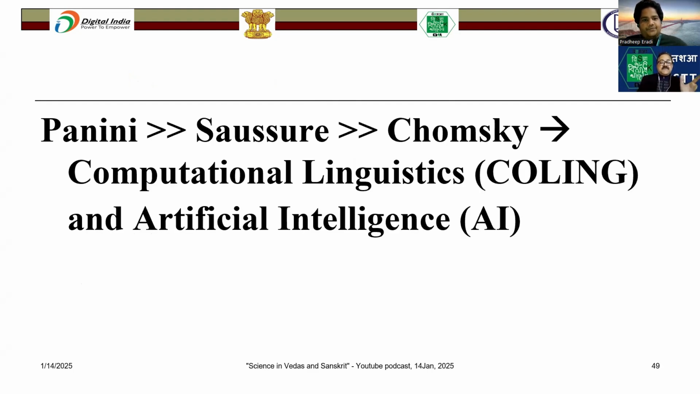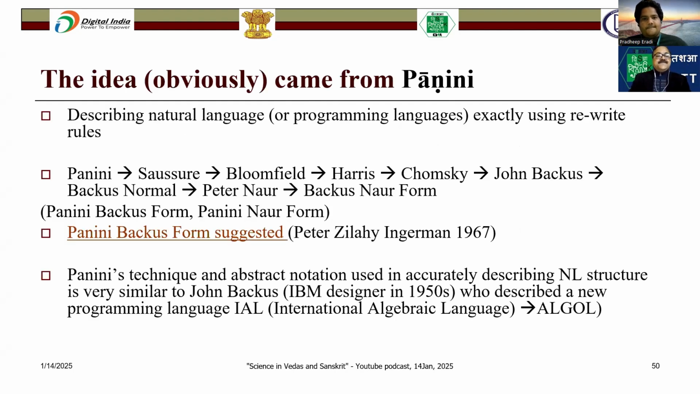So from Panini to Saussure, who was kind of a middle figure, Saussure and Bloomfield kind of ventilated Panini to the West. Panini to Saussure to Chomsky, Chomsky to computational linguistics, and to artificial intelligence. Because computational linguistics came before artificial intelligence. The machine translation projects were started before the AI term was coined, actually. So I would say computational linguistics is a father discipline to AI.